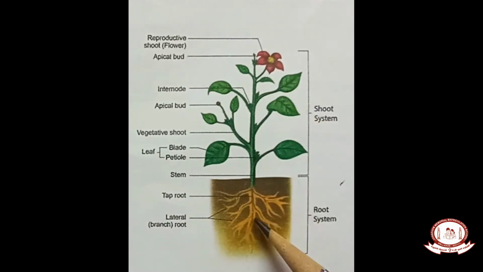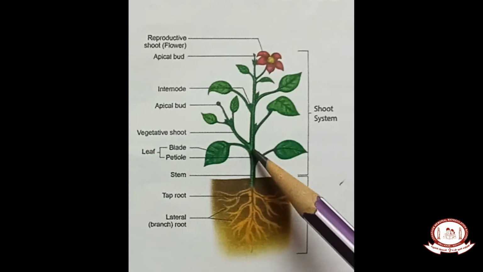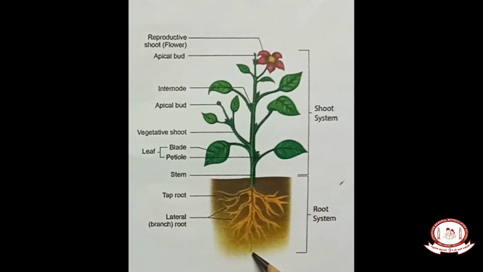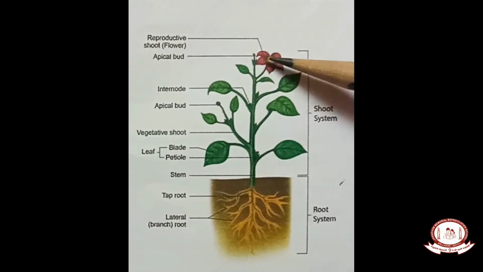So the plant parts are differentiated into root system and shoot system. The shoot system is seen above the ground and the root system is seen below the ground. Now let's come to the parts of the plant in the shoot system.